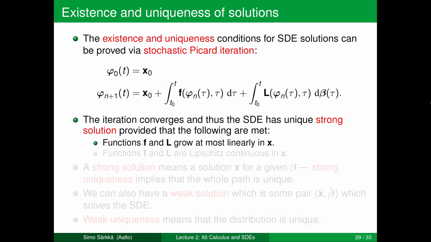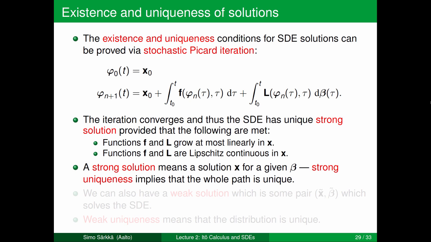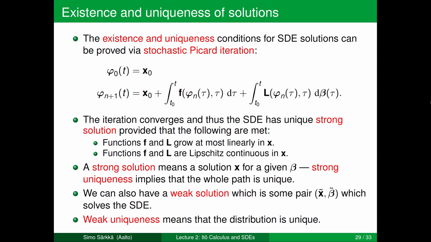So the functions f and l should grow at most linearly in x, and functions f and l should be Lipschitz continuous in x. A strong solution means that the solution for x for given beta, meaning the whole trajectories, will be unique. But we can also define a weak solution so that there exists some pair x tilde, beta tilde, where this beta tilde is a Brownian motion, such that it solves the SDE. And weak uniqueness means that the distribution is unique. But we might not be able to construct a unique x for given beta.